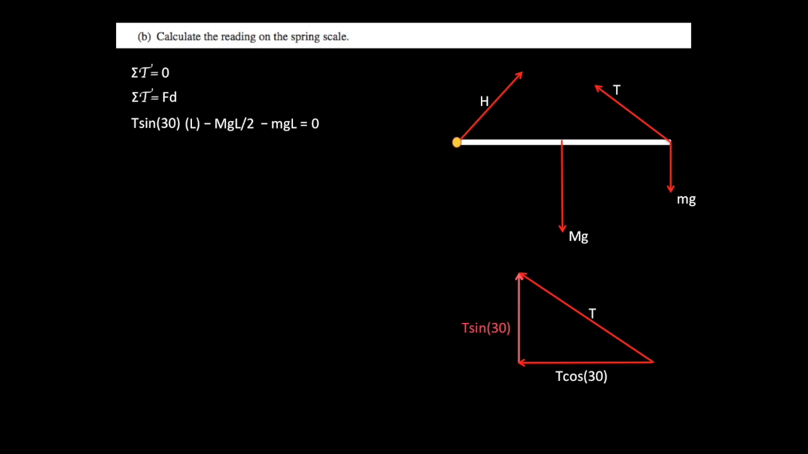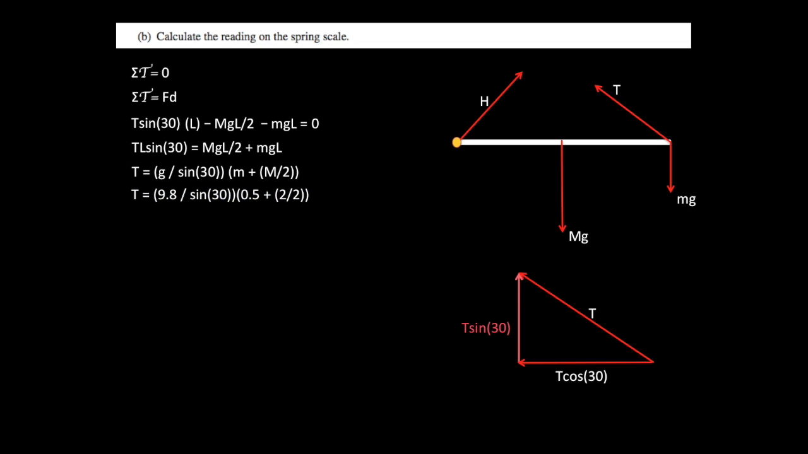We put minus signs here because the upward direction is positive, which is why T sine 30 does not have a negative sign in front of it. MGL over 2 and small m times GL are in the downwards direction, which is why we have minus signs here. So the net torque is equal to T sine 30 minus big M times GL over 2 minus small m times GL, which is all equal to 0. Then we just have to solve for T. We can substitute the appropriate values to find the final value of tension, which is 29 newtons.